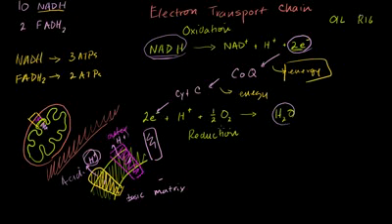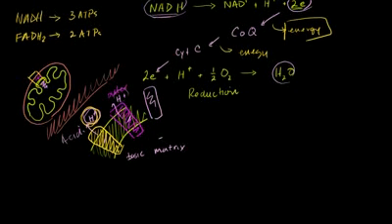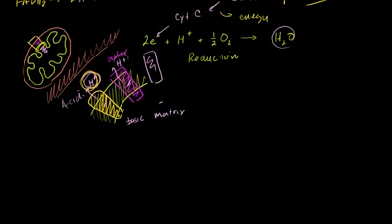Now, once that gradient forms, these guys want to get back in. These guys want to get back in to the matrix, and that is where the ATPs are formed. So there's a protein that also spans this. Let me draw. So remember, this is all this inner membrane right here. Let me just draw it a little bit bigger right here. So that's our inner membrane, our cristae right there.